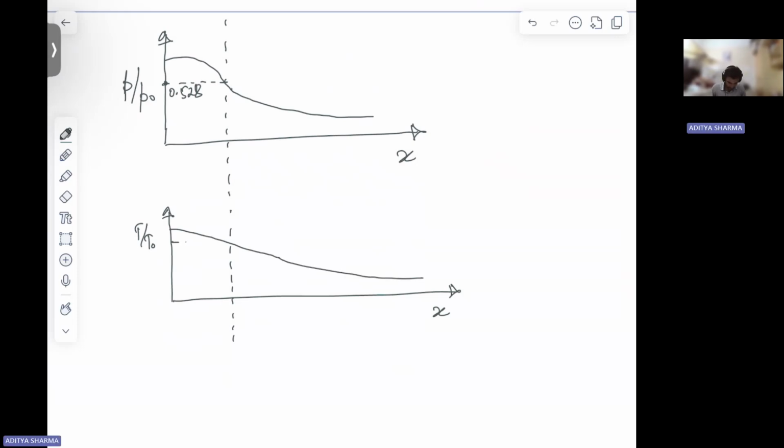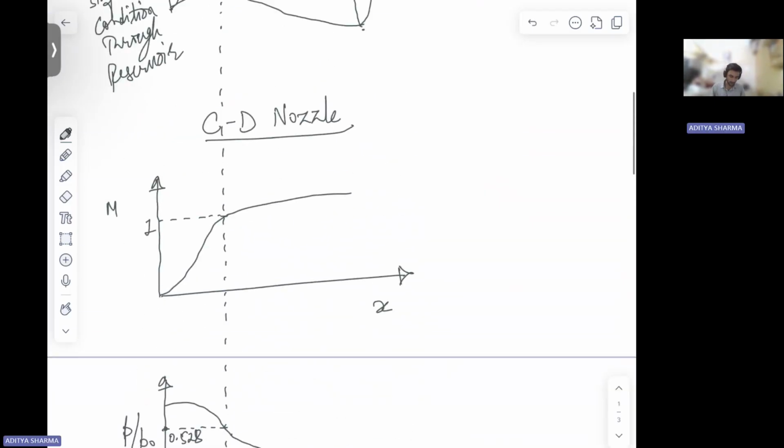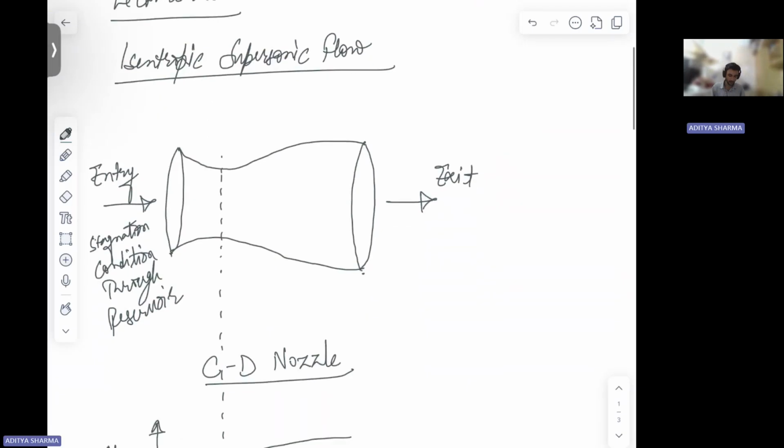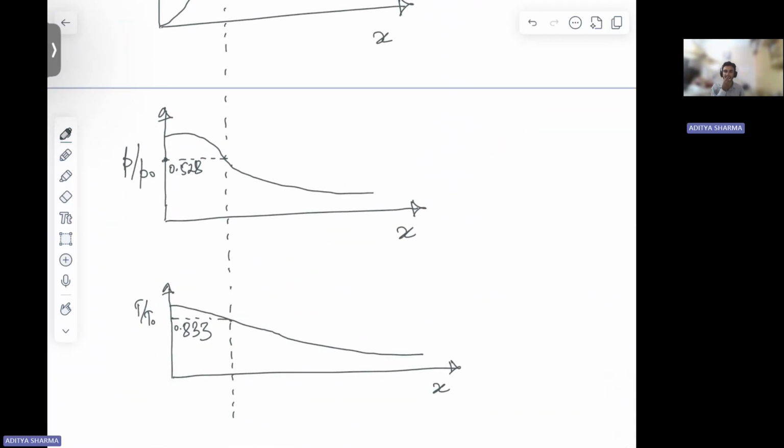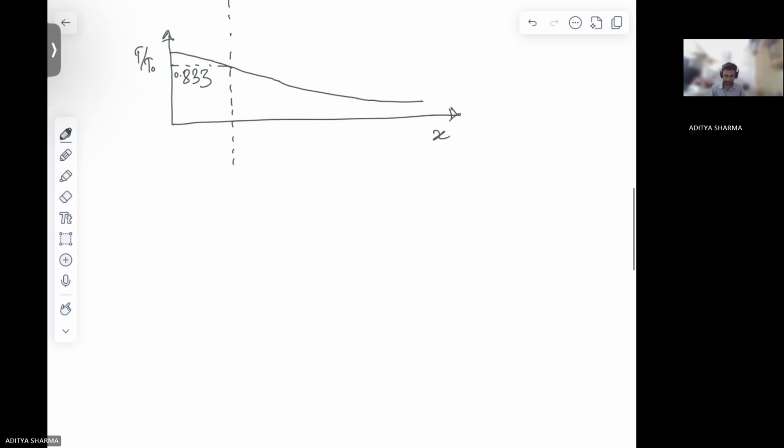Now this is for your static temperature. At the throat, the static temperature is 0.833 of the stagnation temperature. So this is about your isentropic supersonic flow. And for your density, the ratio, if I remember it correctly, is 0.63 something.